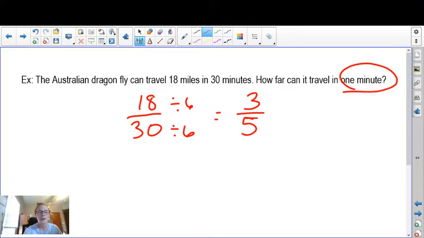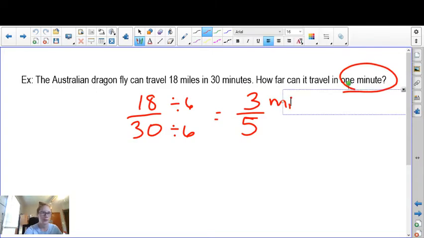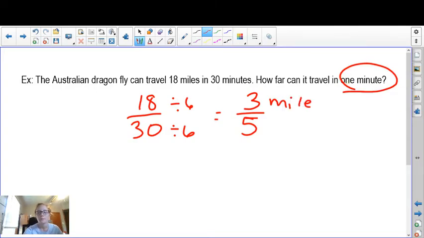So this dragonfly can travel 3 miles in 5 minutes. And I don't know why the computer keeps doing that to me. Must hate me all of a sudden.